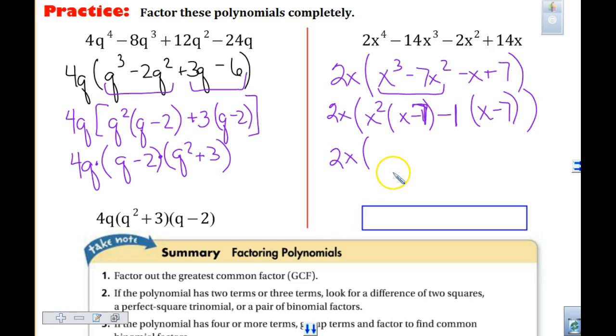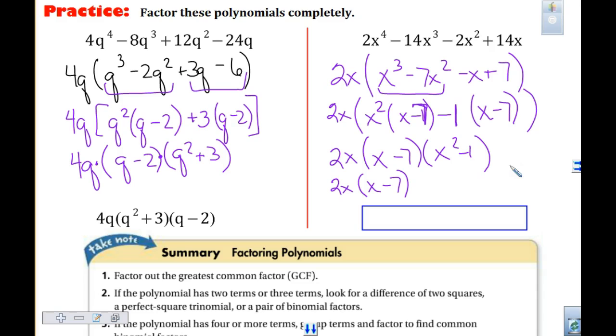Anyone want to volunteer what I'm going to have to write down? What am I putting down next? Go, Liz, and then Elaine, you can do the next part. 2x, x minus 7, x squared minus 1. Okay? 2x, x minus 7. Lainey, can I finish it? Is it done?